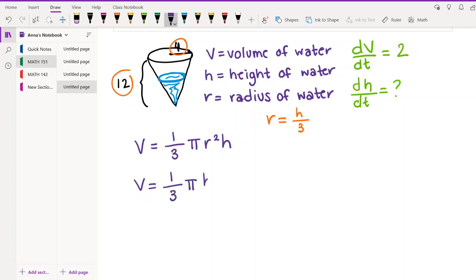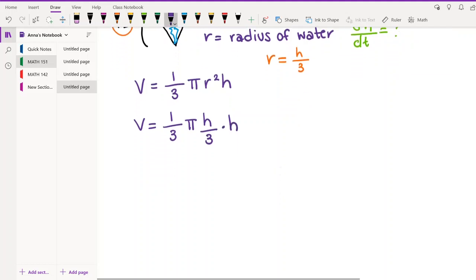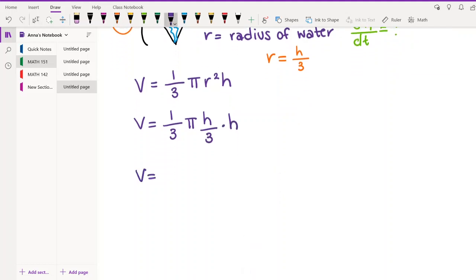And we'll write that as now h over 3 times h. And then we can simplify this equation. Let's put all the constants over to the side. So we'll get pi over 9 times, oh, sorry, I left something out. This is supposed to be squared. My bad.